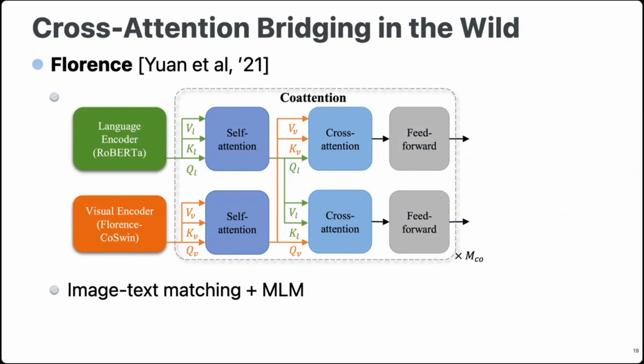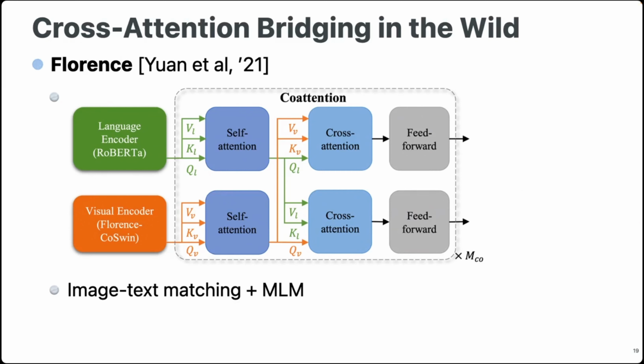Yeah, so I will show a bunch of examples of how it's used in practice. One is Florence, a language multimodal model. As you can see here, we have RoBERTa as the language encoder and Florence CoSwin as the image encoder. As I have said, if you want to know what the output modality is, you just look at the query. In this case, the query is the language, so at the top what we are outputting is the refined text tokens.